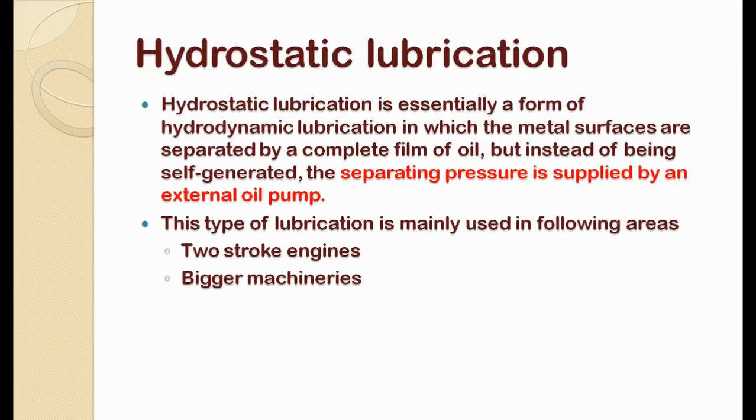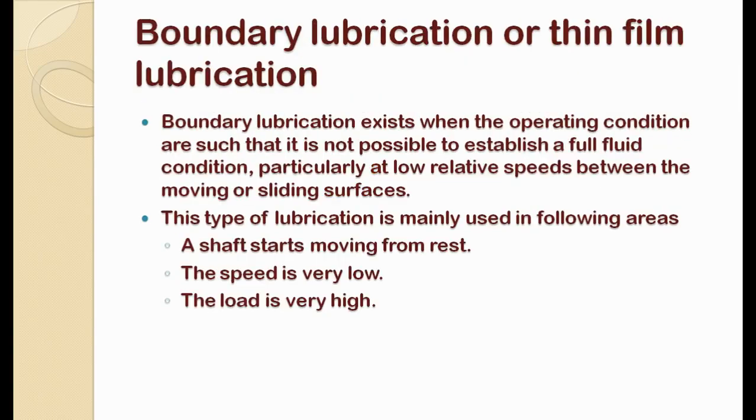And the last type of lubrication system is boundary lubrication or thin film lubrication. Boundary lubrication exists when the operating conditions are such that it is not possible to establish a full fluid film condition, particularly at low relative speed between the moving or sliding surfaces. This type of lubrication is mainly used in areas where a shaft starts moving from rest, or the speed is very low, or the load is very high.